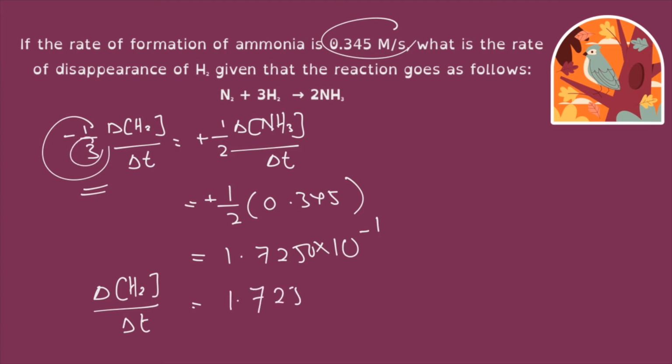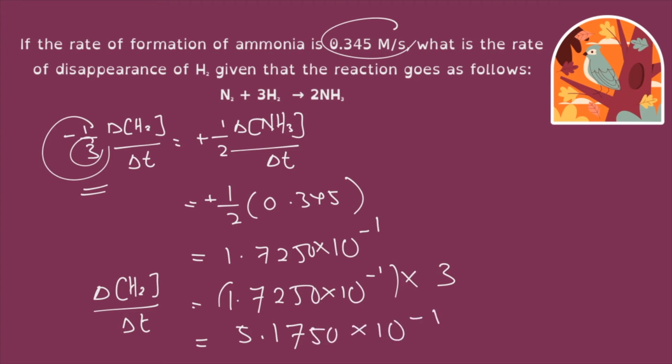So 1.7250 times 10 to the power of -1, this value times 3. So you should get the rate of disappearance of hydrogen gas equivalent to 5.1750 times 10 to the power of -1. Another thing that you need to look at is the location of your H2. Because it is at the reactant, basically we need to have a minus over here. So the final answer is -5.1750 times 10 to the power of -1. That is the rate of disappearance of hydrogen gas in this reaction.